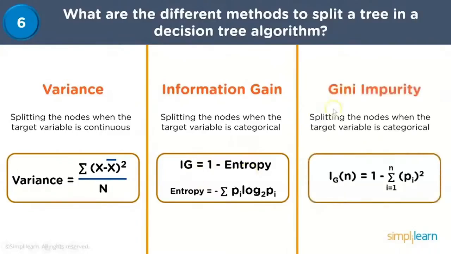Finally we have Gini impurity. Gini impurity is the probability of incorrectly classifying a randomly chosen element in the dataset if it were randomly labeled according to the class distribution in the dataset. Below you can see the formula for Gini impurity. We have 1 minus summation of p_i whole squared, where n represents the number of classes and p_i represents the probability of randomly picking an element of class i.